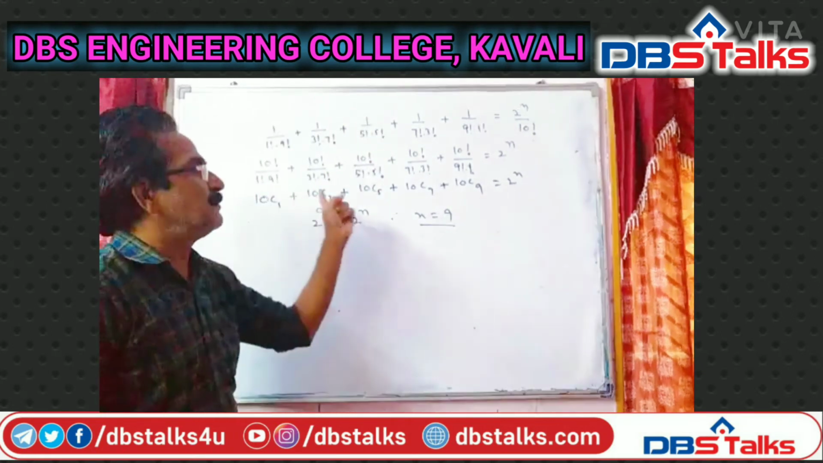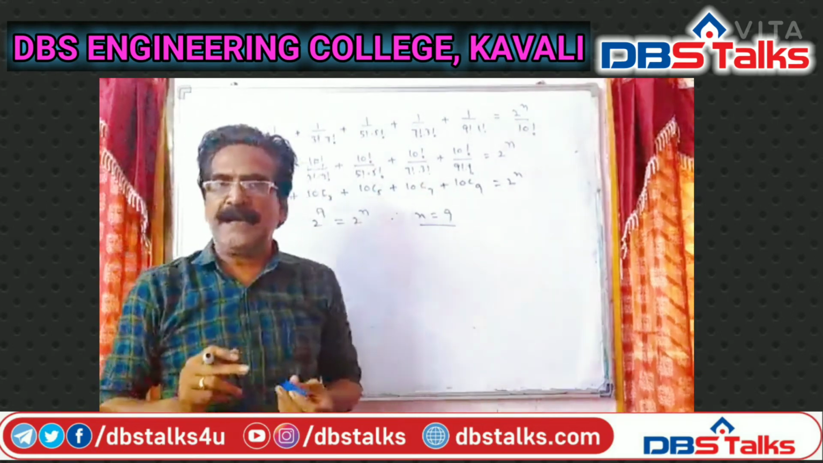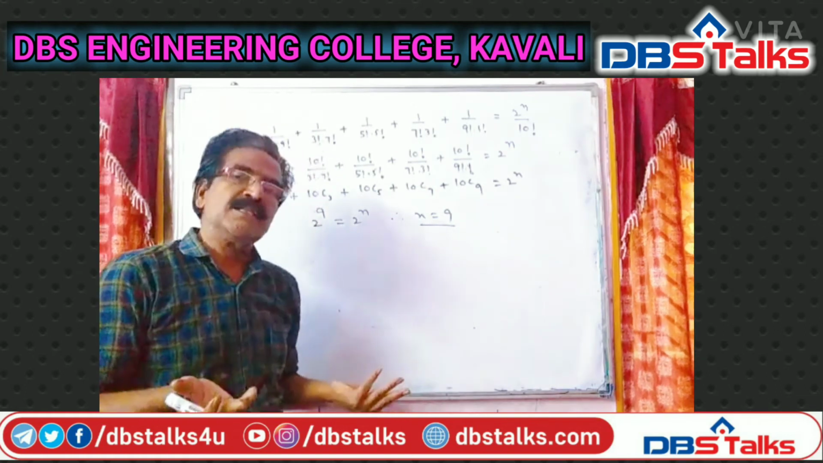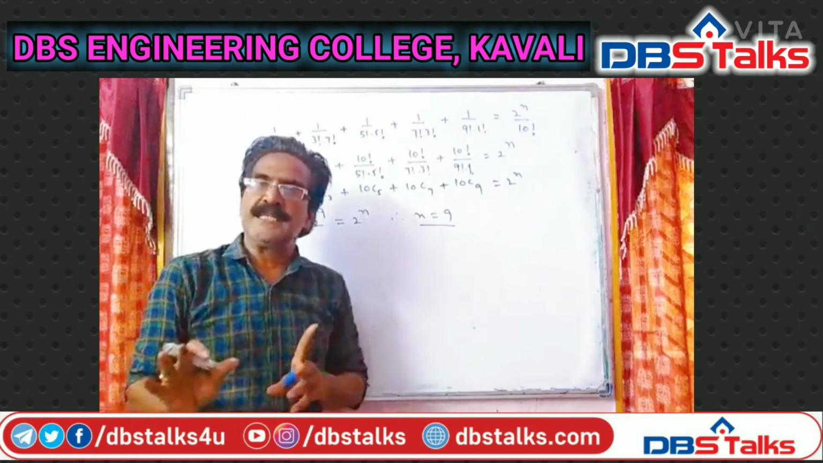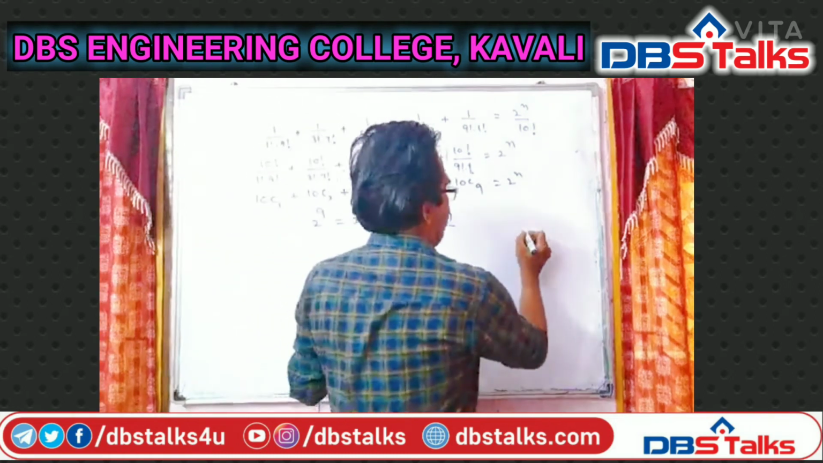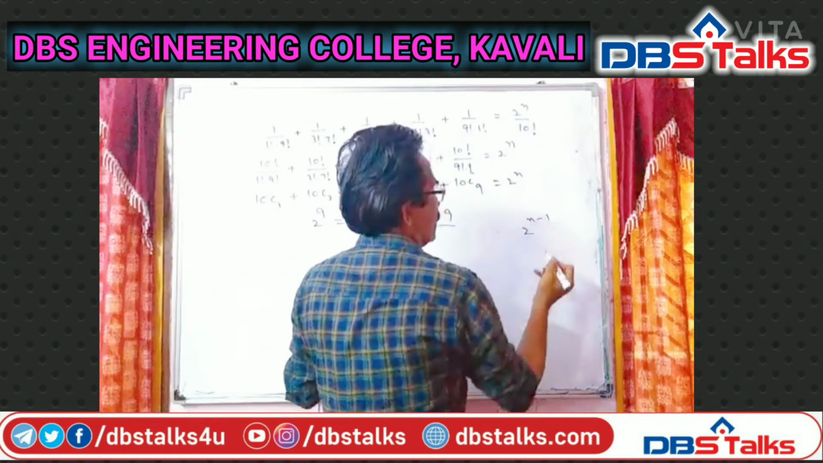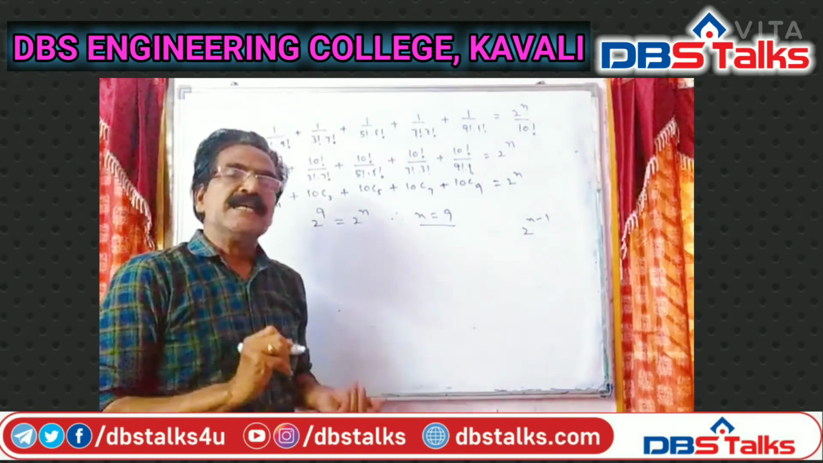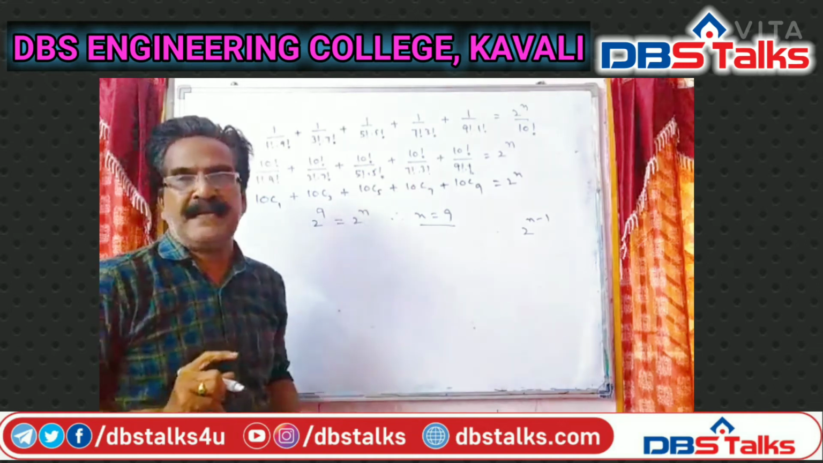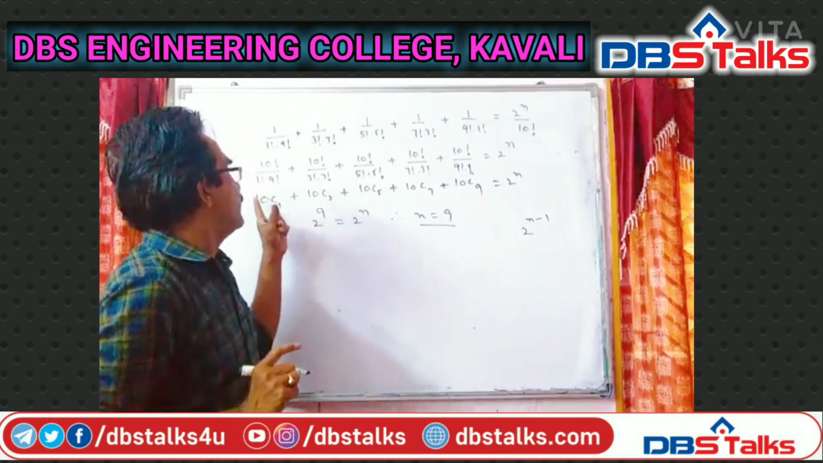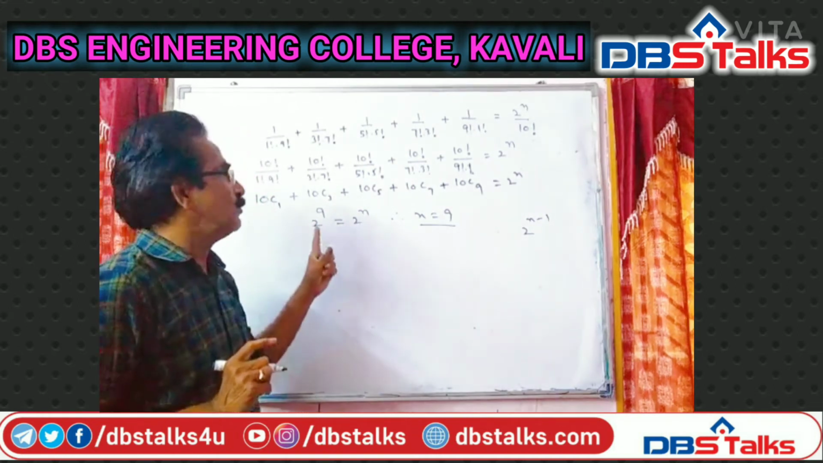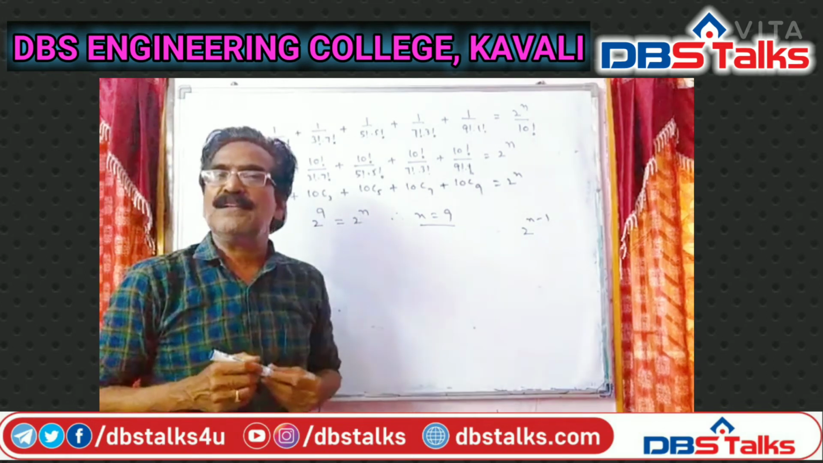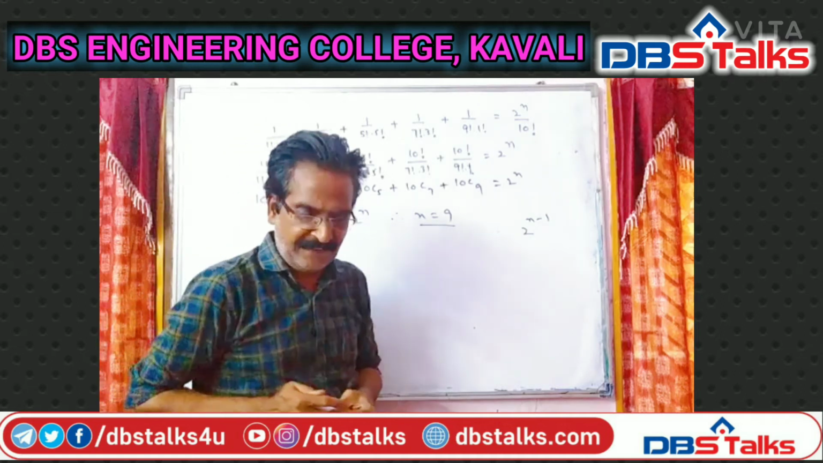The left side terms are odd binomial coefficients. The sum of odd binomial coefficients or the sum of even binomial coefficients is equal to 2 power n minus 1. So here n is equal to 10, so 2 power 10 minus 1, 2 power 9, is equal to 2 power n. n is equal to 9, friends. Okay, friends.